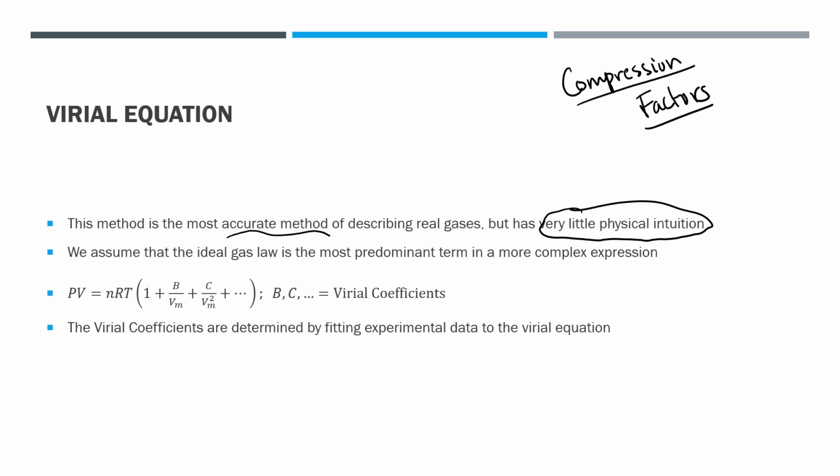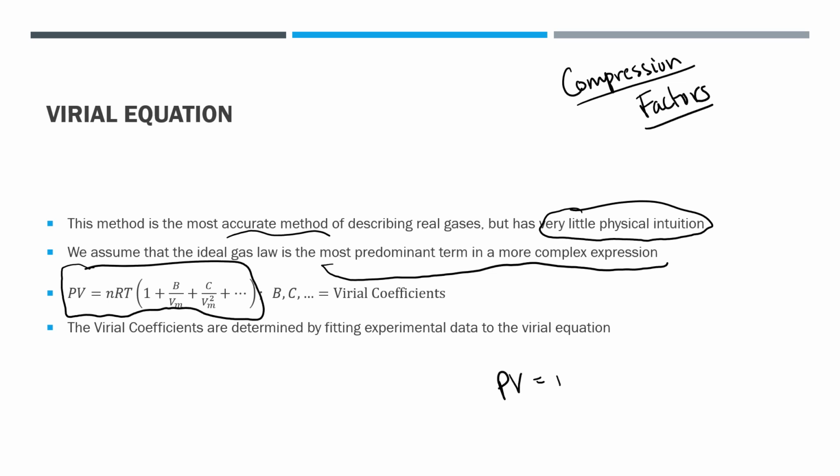So it's not super important for chemistry Olympiad or anything like that. It's more important when you have highly efficient computation devices. But I still wanted to introduce it and talk about it a little bit. So basically what we do is we assume that the ideal gas law is the most predominant term in a more complex expression. And this is how we write the virial equation.